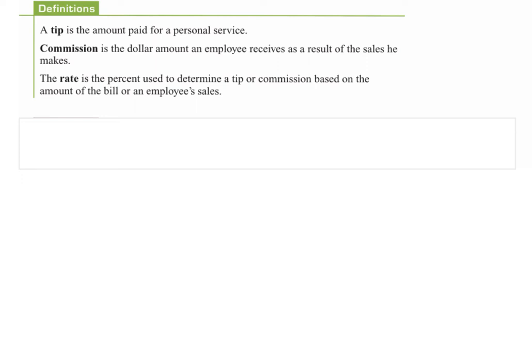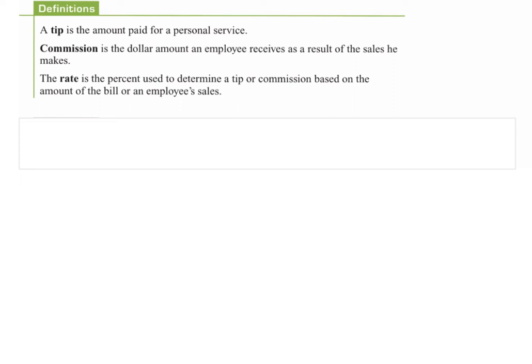A tip is something that a customer typically will pay on top of a bill. A commission is something the employer pays on top of a sale. But they are both multiplied by something to get it. So a tip is typically a percentage of the amount of the meal, and a commission is based on a percentage of the amount of the sale. So these are both dollar amounts.